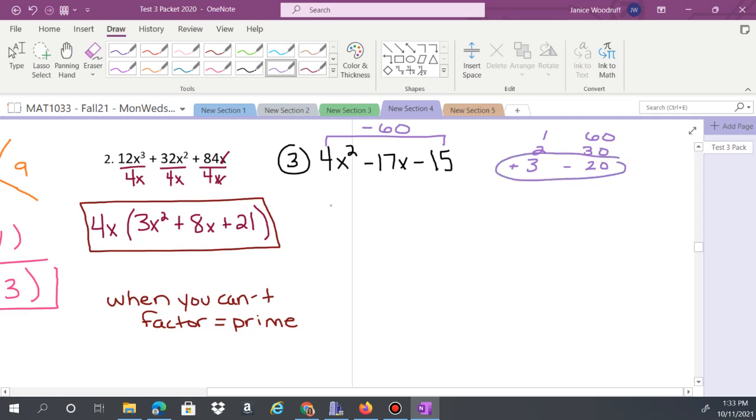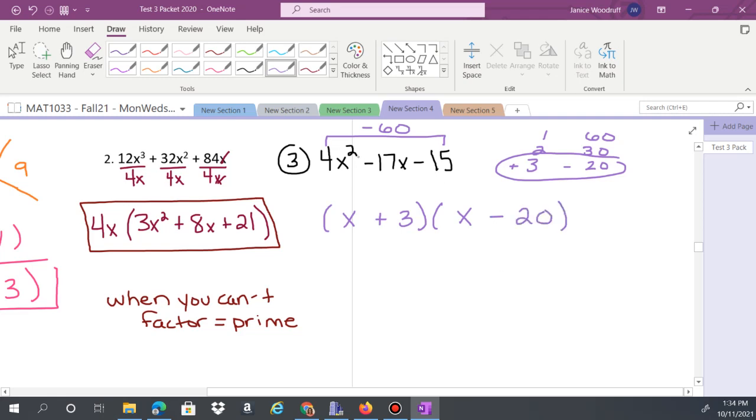So I'm going to set up my factors. No, because I'm multiplying to a negative. So to multiply to a negative, you want positive times negative. So one negative, one positive. If this was positive and the middle term was negative, then they would both need to be negative. Okay, so I set up my factors, x plus 3, x minus 20.